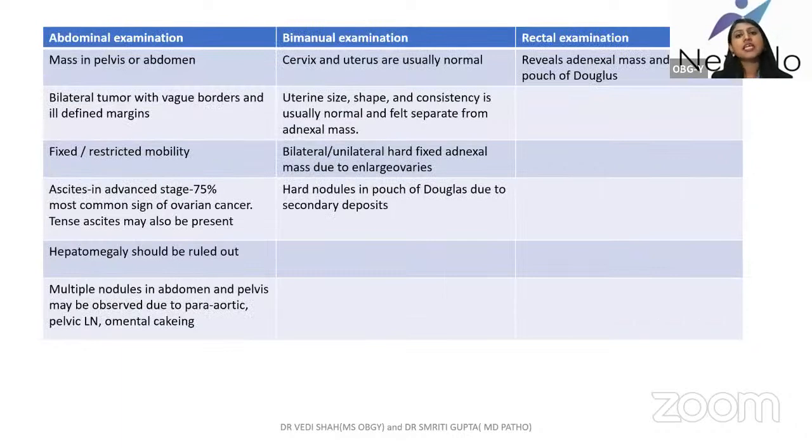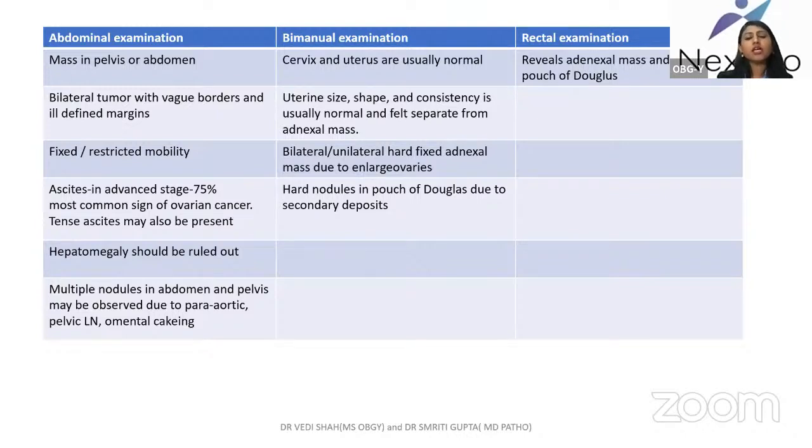Now, if you go for systemic examination, in case of abdominal examination, what you need to note is the mass in the pelvis or the abdomen, the bilateral tumor with vague borders, having ill-defined margins, and you need to note the mobility of such a tumor. Now, most of the times the malignant tumor is going to have restricted mobility, or it is going to be a fixed variety. Then ascites is to be noted, which in the advanced cases is seen in as high as 75% of the cases, which is the most common sign of ovarian cancer. And sometimes rapidly developing ascites can lead to tense ascites as well.